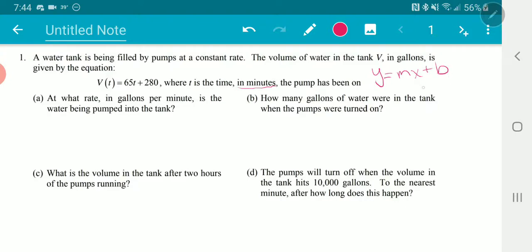So what we need to know is that my m is my average rate of change, and my b is my initial value. That's my starting point, okay? Two key ideas that are going to keep resurfacing as we go through these linear problems. So at what rate? Your rate is just your average rate of change. So what's in my m spot? In this case, it would just be that 65. So my rate would be 65, and we're using gallons per minute here. That's all number 1's asking.